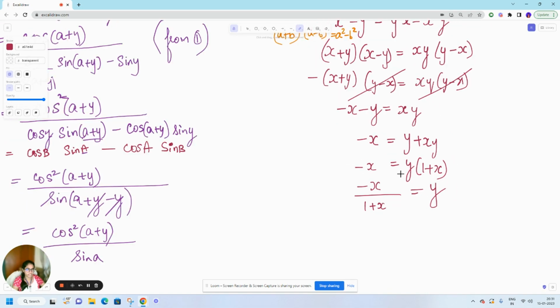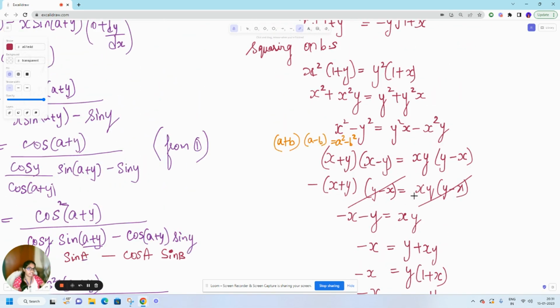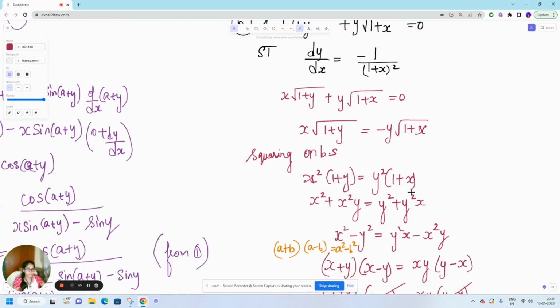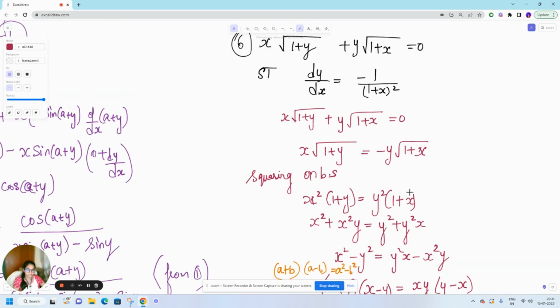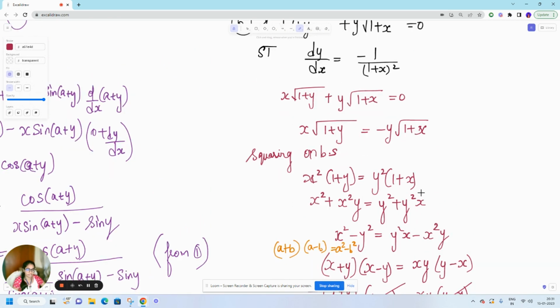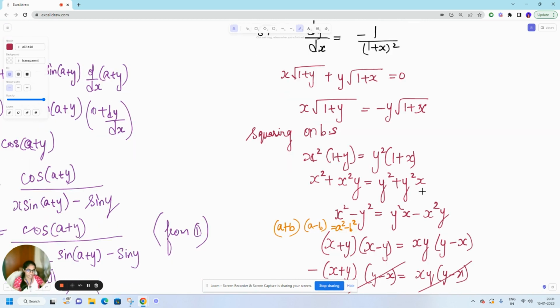So what we did, we just simplified the given question with some basic maths. What did we do first? We first squared on both the sides.